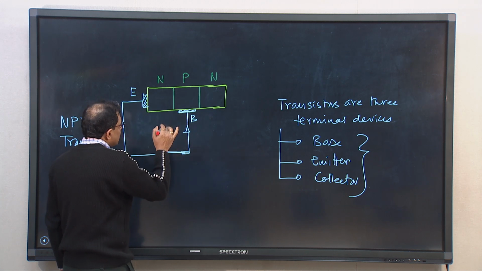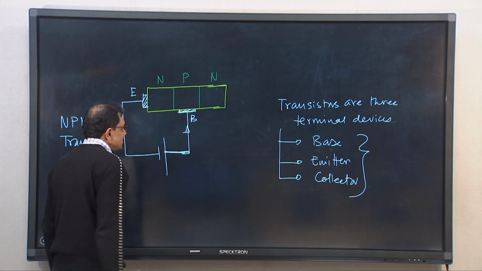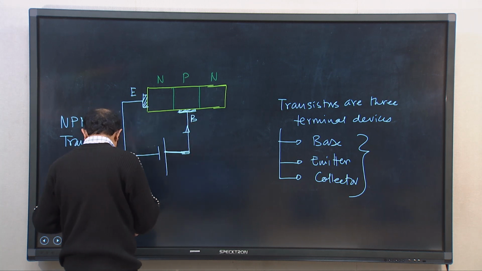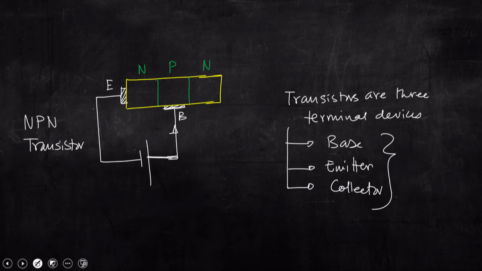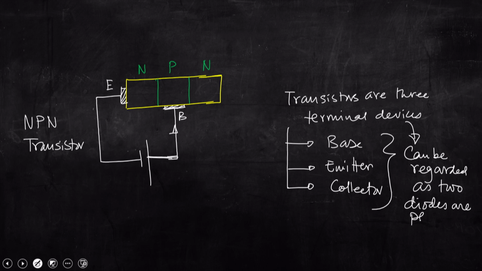and emitter current. So, basically, as if these 3 terminal devices can be regarded as 2 diodes placed back to back. So, these 3 terminal devices can be regarded as 2 diodes that are placed back to back. Now, let us draw a circuit of that.